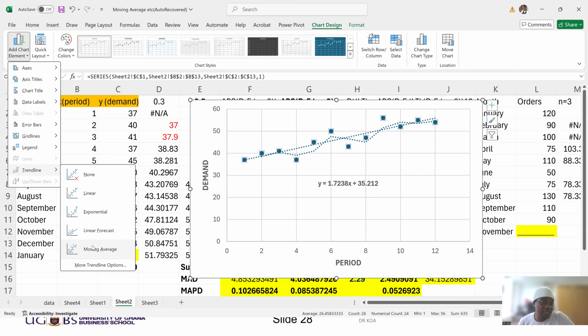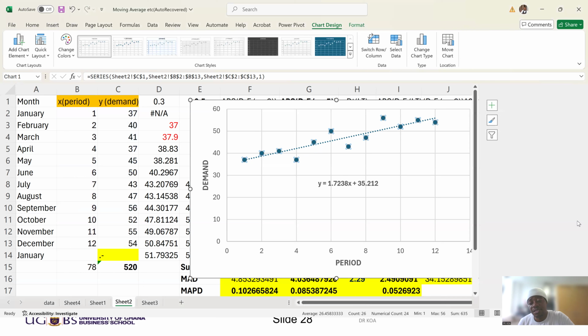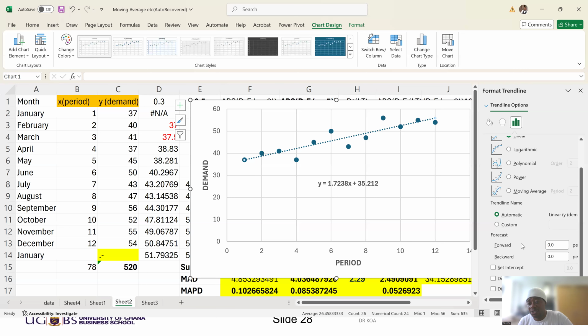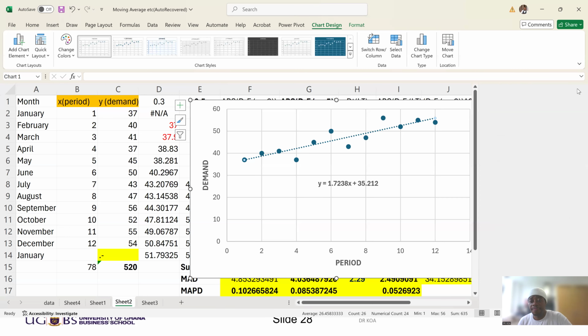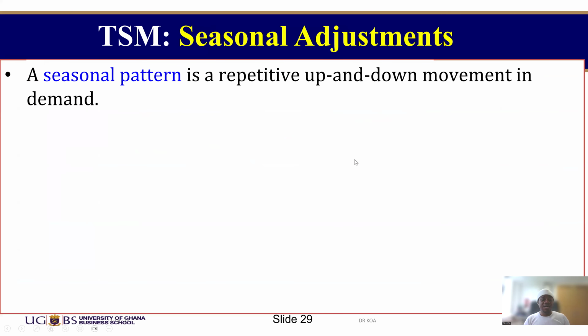There are more time trends here if you want. You can even customize your own time trend. But the key point is we have been able to generate a linear equation. Now, let's move on. We've been able to use a linear trend line to do forecasting, to forecast for period 13.